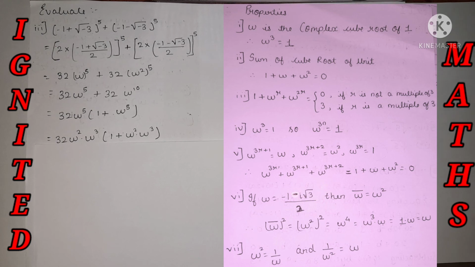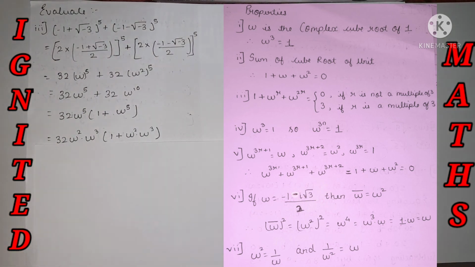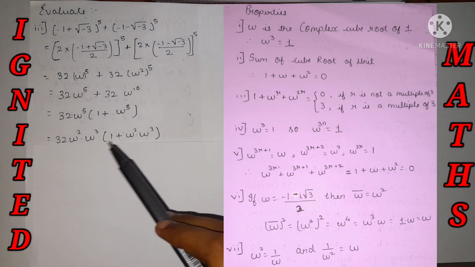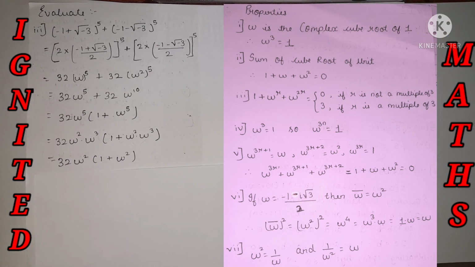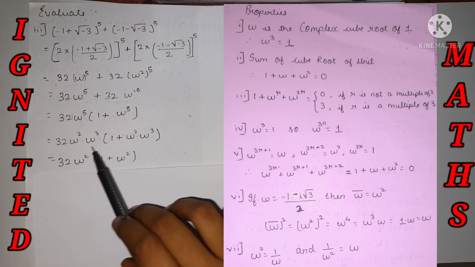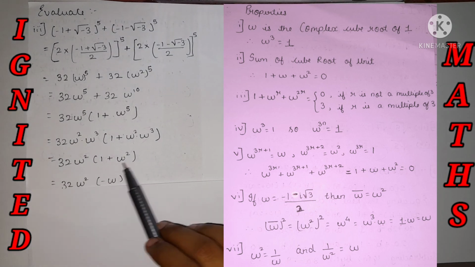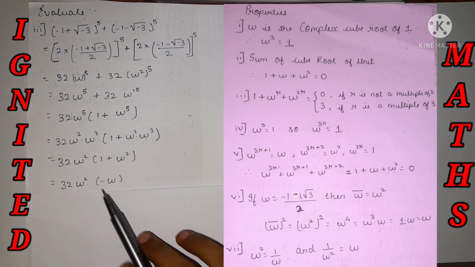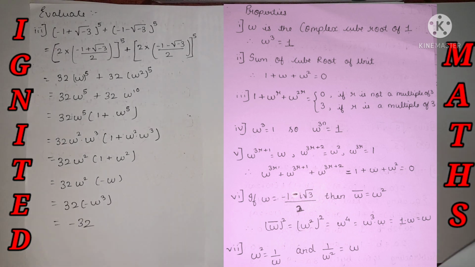How can I bring it? Omega raised to 2 into omega raised to cube is nothing but my omega raised to 5, and I have the value of omega raised to cube. Just use the property and we will get the answer. Here also I have used the property of omega raised to 5. And 1 plus omega square is nothing but minus omega, my second property, and I got the answer very easily.